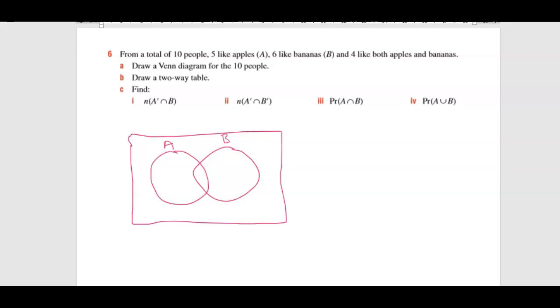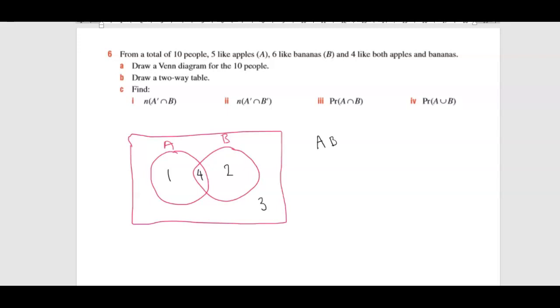So notice I always work out how many like both, and then I do the other 2. So 5 like apples, but 4 of them also like bananas. That means there's only one person who likes just apples. And 6 like bananas, so that means there's only 2 that like bananas because 4 like both. And then how many do we have left over? There's 3.